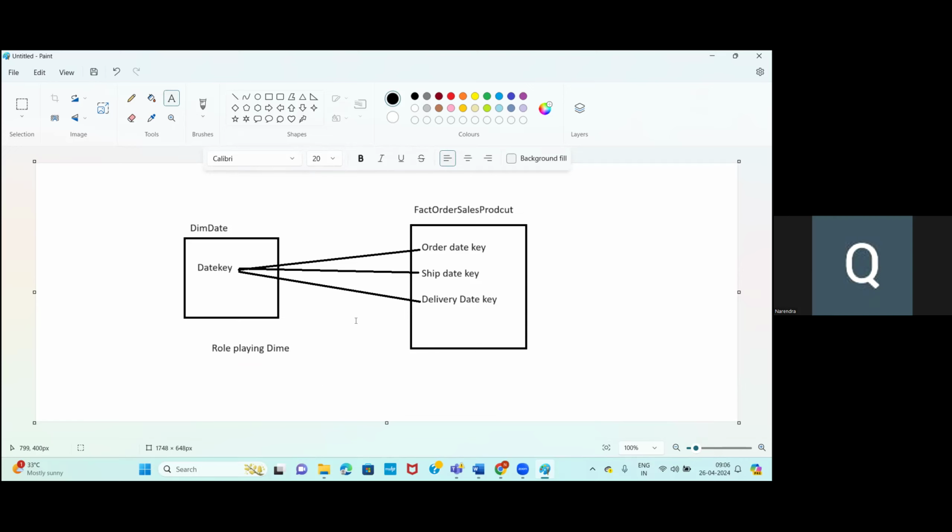So there is a difference between a conformed dimension and a role playing dimension. In a conformed dimension, we have one table that has a relation with multiple fact tables. But here, the dim date key has a relation with only one fact table, yet we have multiple key relations. It is playing different roles in a single fact table. That is called a role playing dimension.